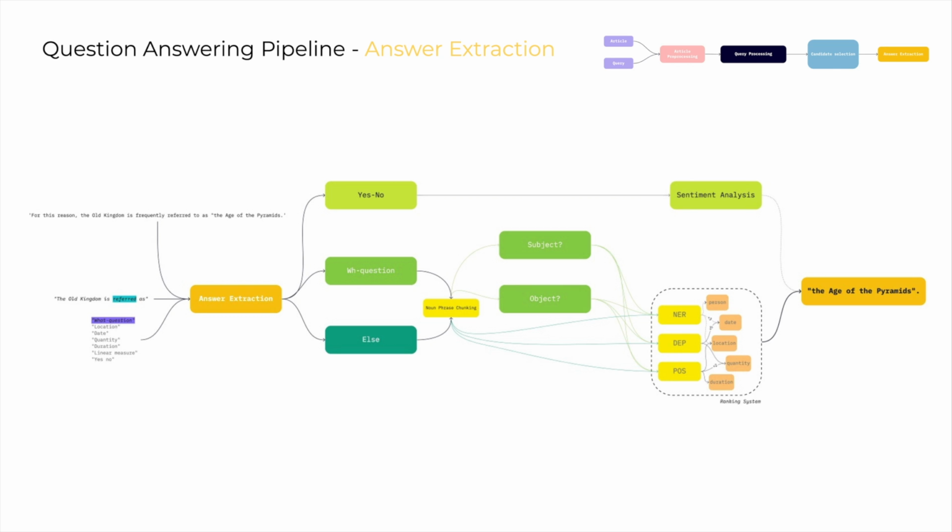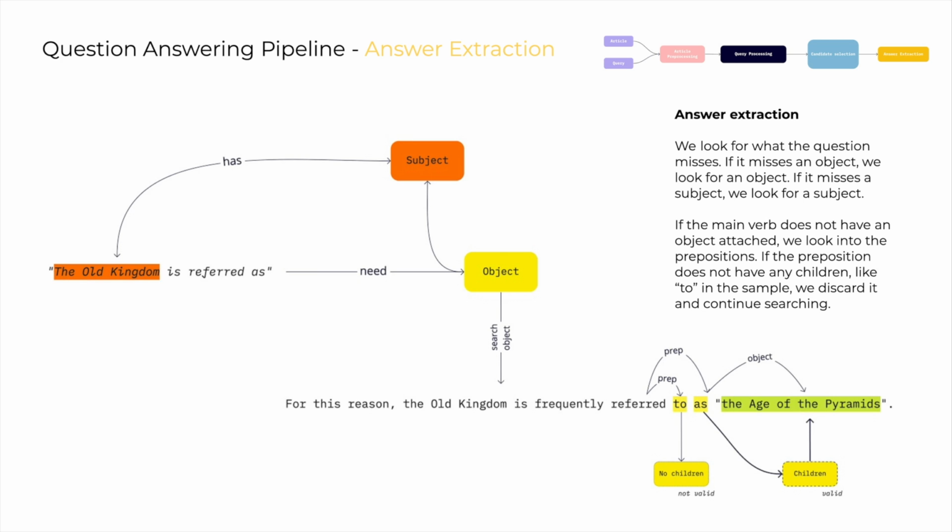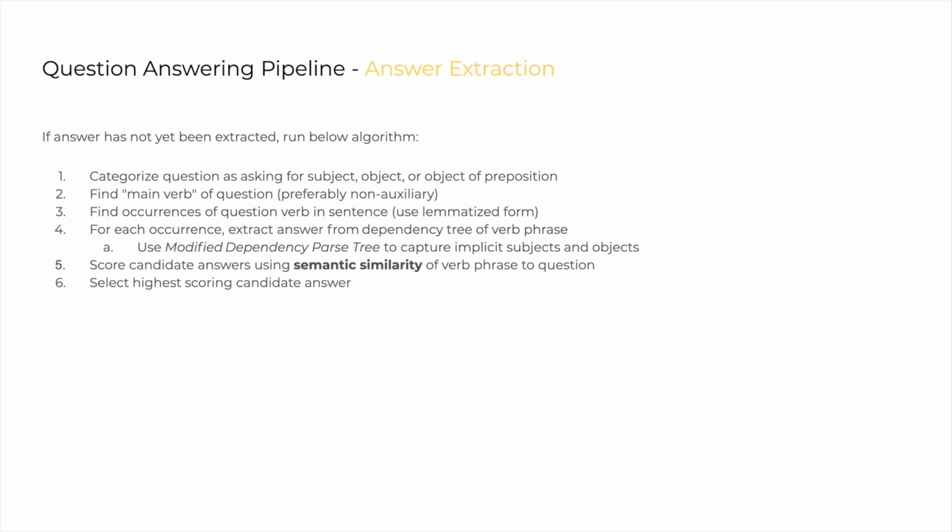For what questions, we look for what is missing in the question. If the question doesn't have an object, we look for an object, and if the question doesn't have a subject, we look for a subject. If the object is not directly attached to the verb, we iterate over the prepositions attached to the root and extract the children, if they have any, with our dependency wrapper mentioned in the question generation, which is a novel approach. If the answer hasn't been extracted, we run the algorithm shown on the screen.